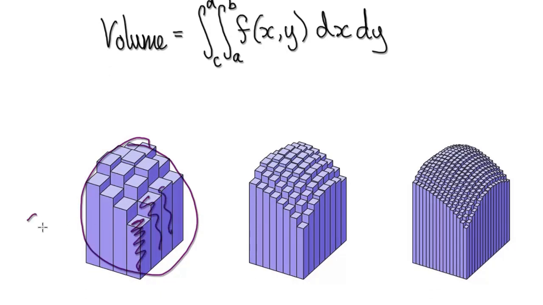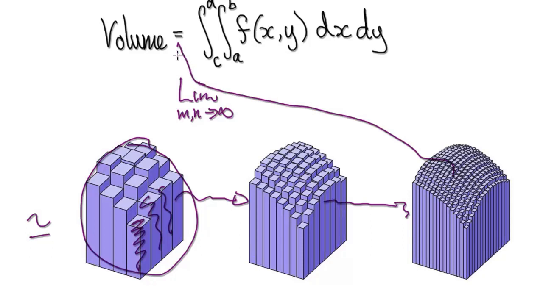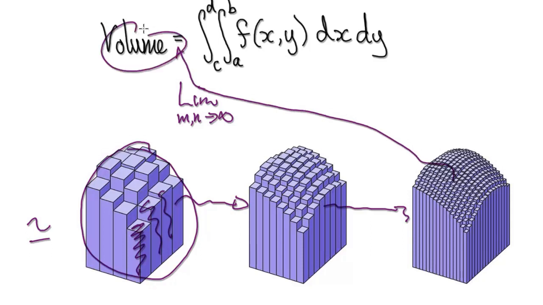This is just an approximation. So later on we can take the limit as m and n tends to infinity. As you head towards infinity, as you increase the number of strips or boxes, then it becomes more and more and more accurate. So eventually it will be the true volume. So that's the idea behind it.